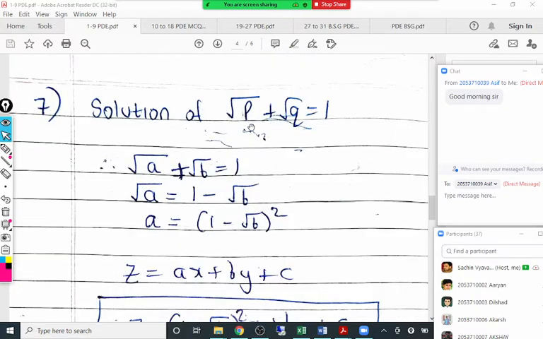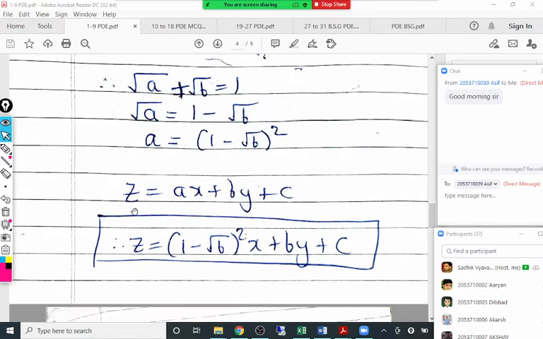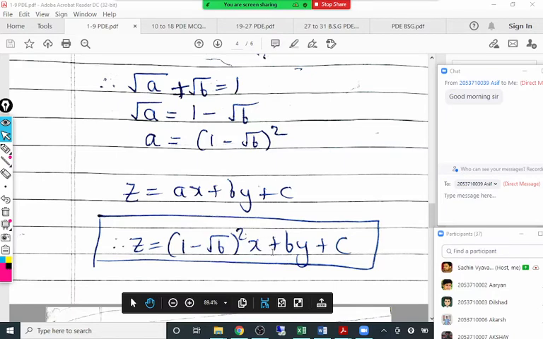For the 7th, we have to solve root p plus root q equal to 1. Yes, it is f of p, q again, that is the form. So we get the relation between a and b. Very nice. We got a in terms of b, and z equal to ax plus by plus c is always a solution where either we have to replace the value of a or we have to replace the value of b. In this case, Sahitya replaced the value of a, and we get the solution in terms of b and c. So the final answer should contain only two arbitrary constants because it is a solution representing the first order PDE. Because of that, the answer is in two constants, b and c. Good.